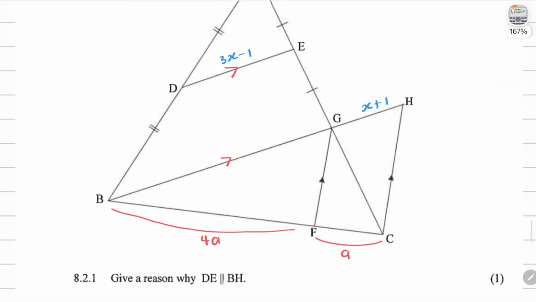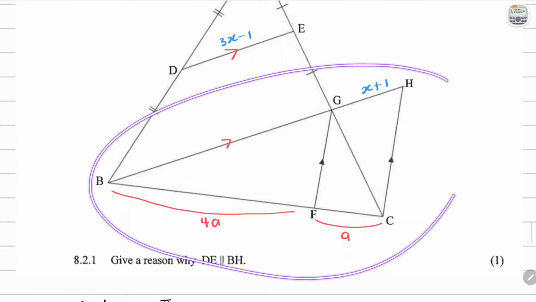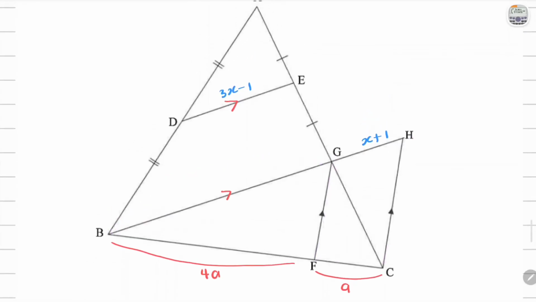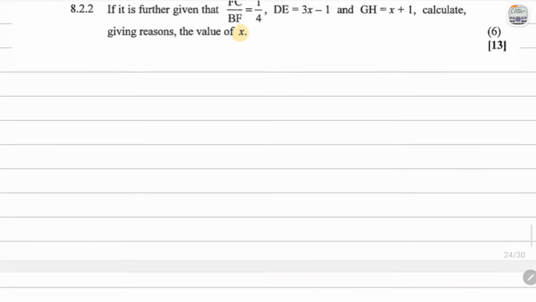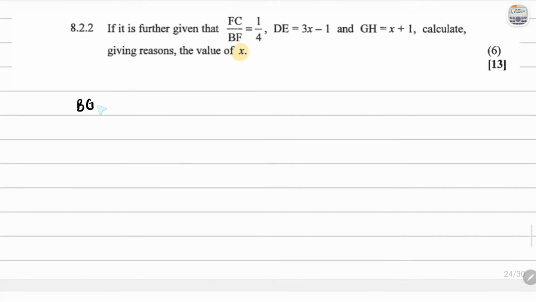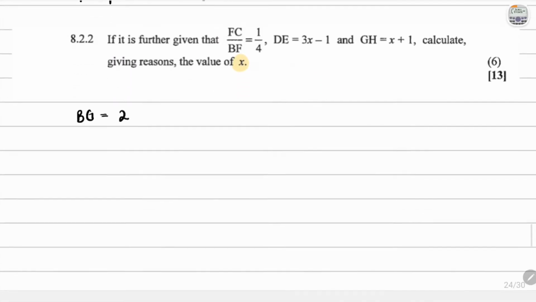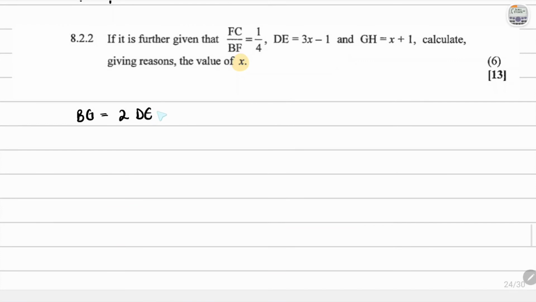The best way to form an equation right now would be in this, because we actually know the ratios of this side. Because these lines are already parallel, we can find BG first. We know that BG is going to be twice the size of DE, so let's find BG first. It will be in terms of x. BG is twice the size of DE, which is equal to 3x minus 1, and it is twice the size because of the midpoint theorem.